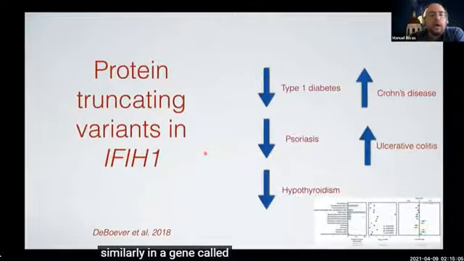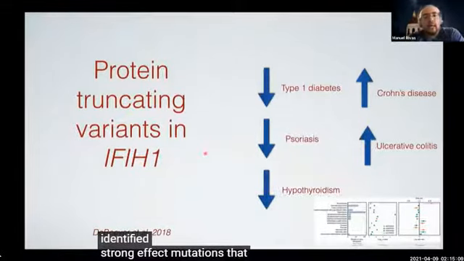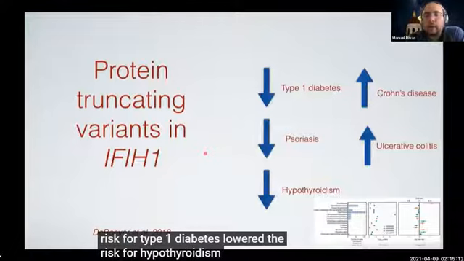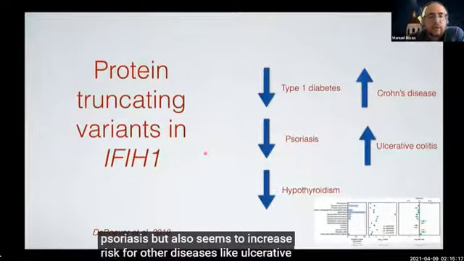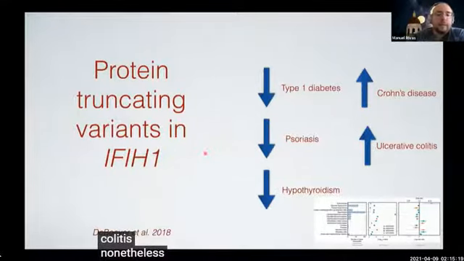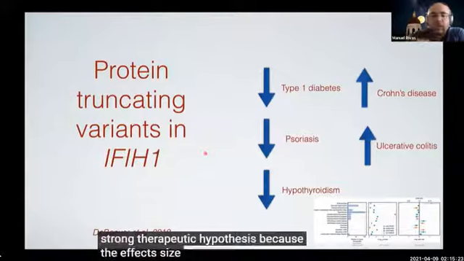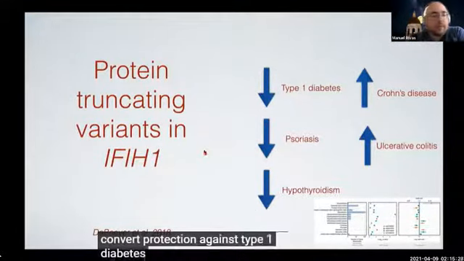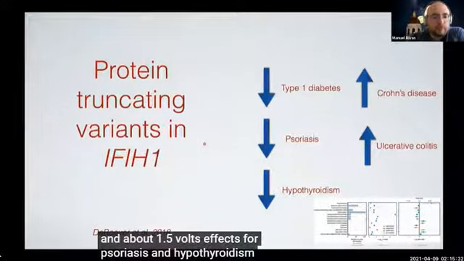Similarly, in a gene called IFIH1, we identified strong effect mutations that lowered the risk for type 1 diabetes, lowered the risk for hypothyroidism, psoriasis, but also seems to increase risk for other diseases like ulcerative colitis. Nonetheless, paving the way to a pretty strong therapeutic hypothesis because the effect sizes were about 2-fold conferred protection against type 1 diabetes and about 1.5-fold effects for psoriasis and hypothyroidism.